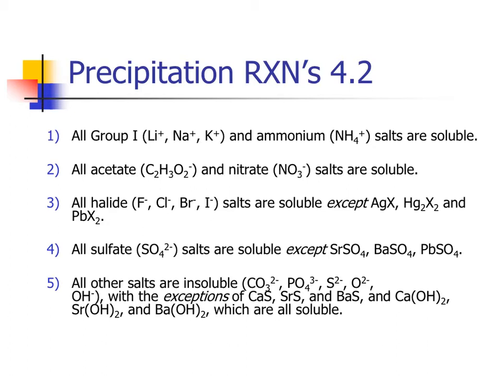Rule 4 also has exceptions, and Rule 4 is SO4. So Rule 4 deals with sulfates. They are also all soluble, with the exception of our heavy group 2s, but also lead. I didn't include it in here, but mercury would have been included just as well. Sometimes we find that mercury is very difficult to get into solution. There are some things we're not going to discuss, because this is a high school chemistry class.